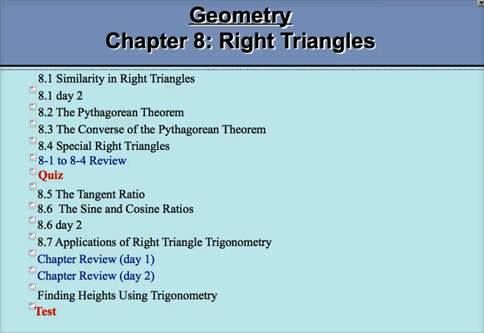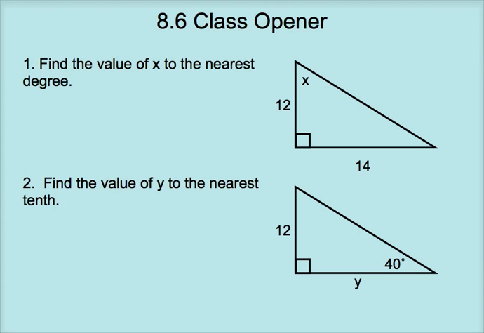Chapter 8, Right Triangles. Today we're going to cover Section 8-6, Sine and Cosine Ratios. Your class opener: find the value of x to the nearest degree for number 1, and find the value of y to the nearest tenth for number 2.